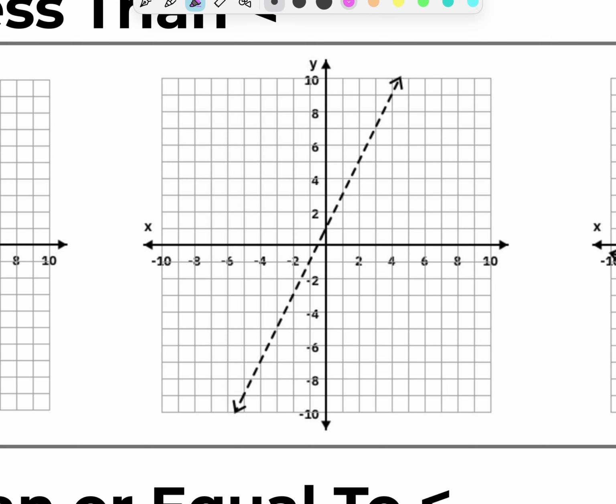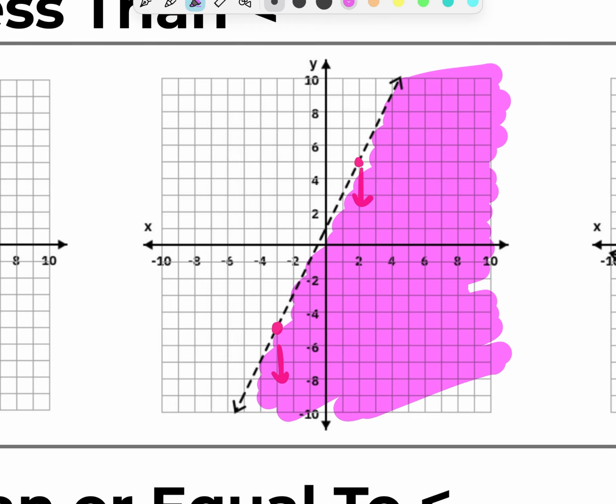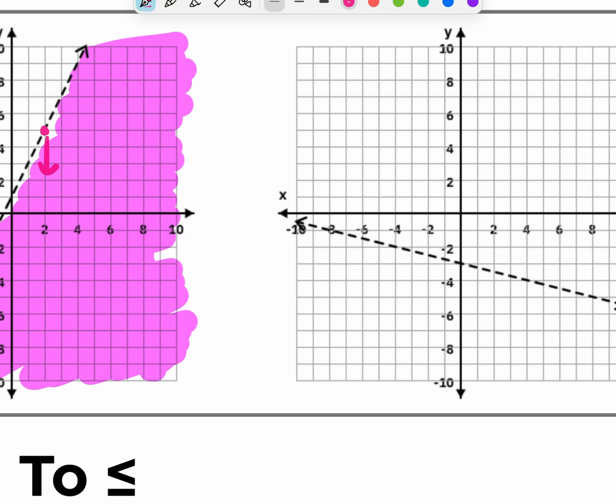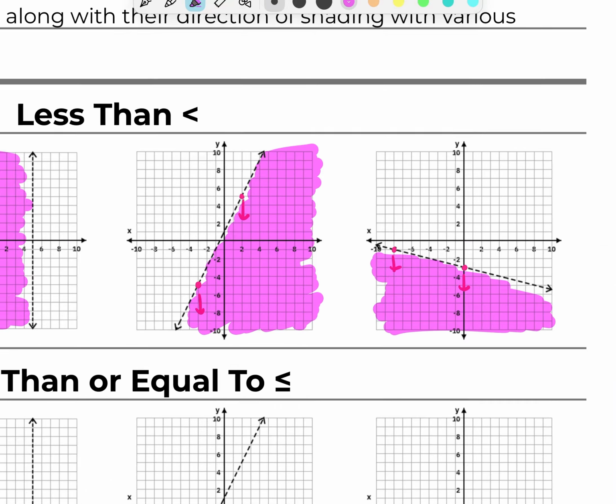When you have a positive slope, again, you're going to shade below, but sometimes the lines can be drawn tricky. If you're not sure which side is above or below, you pick a point on that line, draw an arrow down, and then find another one and draw an arrow down. That will let you know this is the side that we need to shade to represent a less than. And here we have a negative slope, so same thing. You pick a point, draw an arrow down, pick a point, draw an arrow down, and that's the side that you're going to shade to represent your lesser numbers.